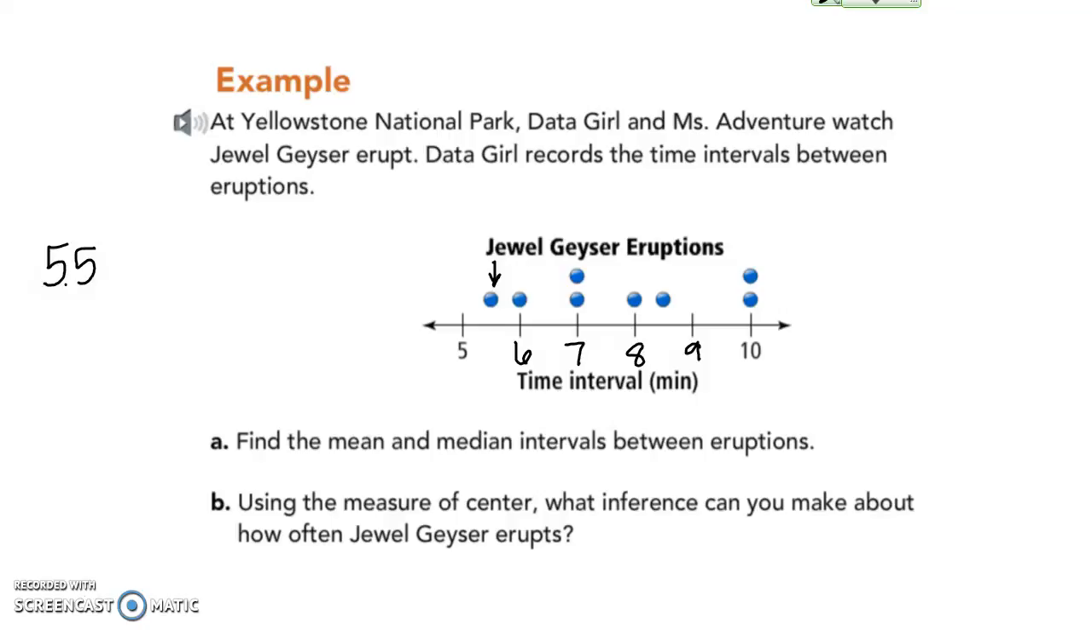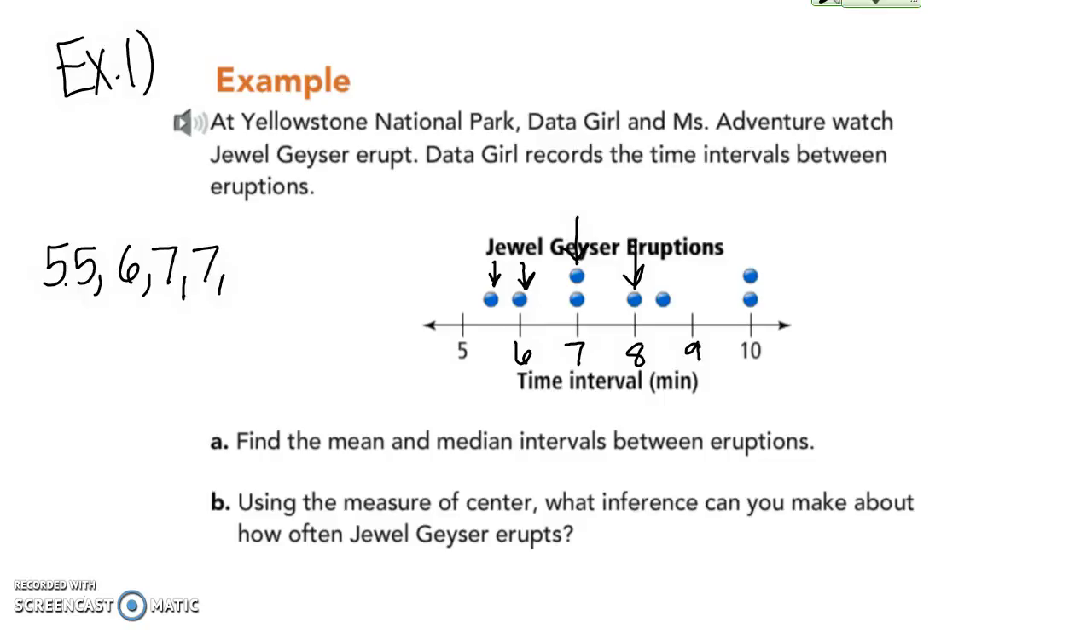I want you to write this list of numbers that I'm going to write down. Write this in your notes. This is example 1. Okay? All right, 5.5. My next number in my data set is 6. My next number, I see 2 dots at 7. So I'm going to list the number 7 twice in my data set.